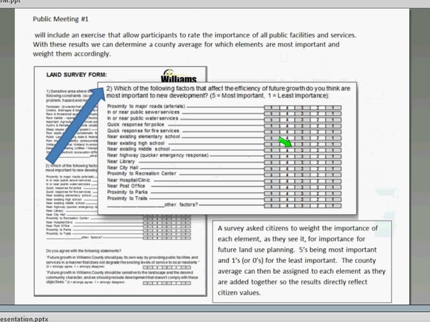Okay? So here's an example of a public survey that was done where citizens rated 5 very important, 1 not very important. In this case, it is the criteria by which you would evaluate public facilities, the importance of public facilities. Oh, you do want to live next to an elementary school, but you want to live far away from an airport or something like that.